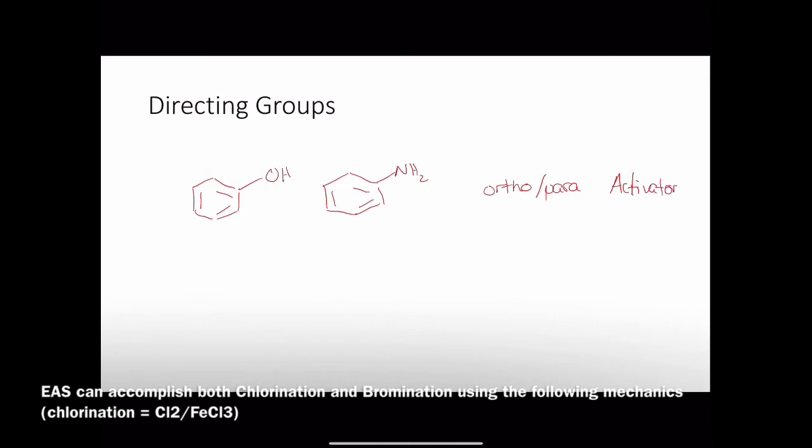These particular substituents are ortho-para directing, so they tend to favor halogenation at the ortho or para positions. These are called activators. I'll go on another slide later and explain, and actually do some resonance structures, to help explain why these direct to these specific positions.